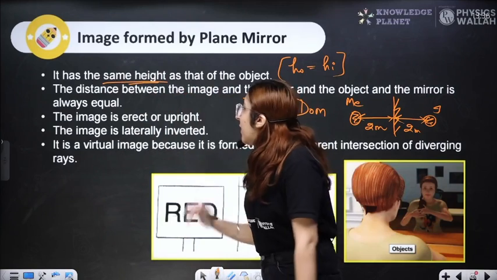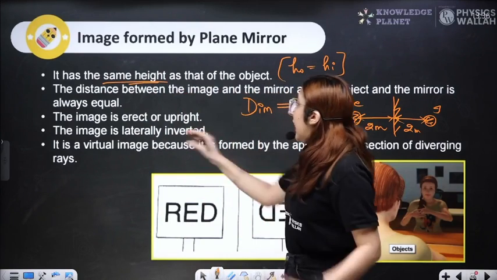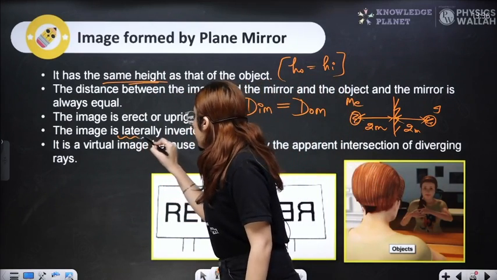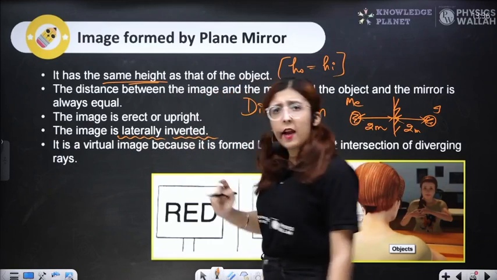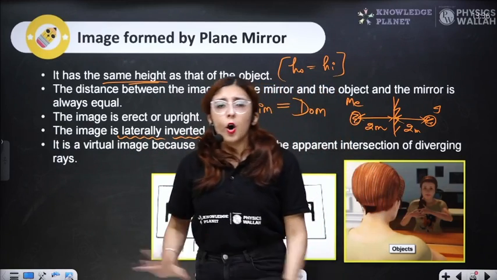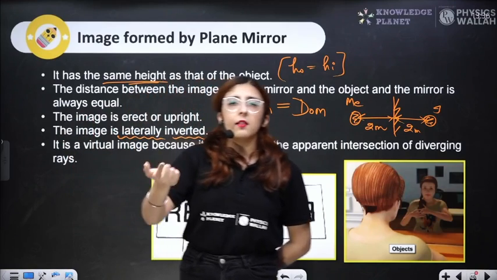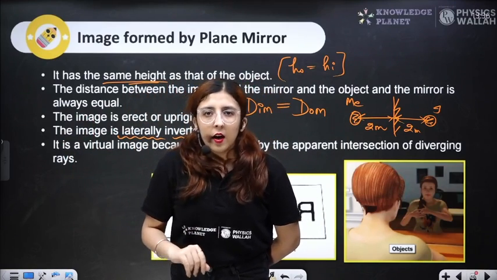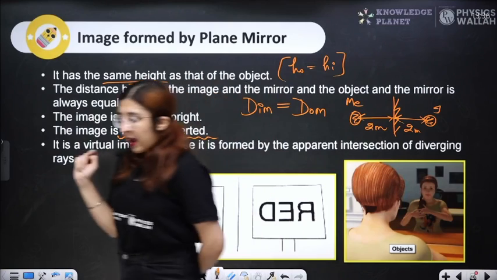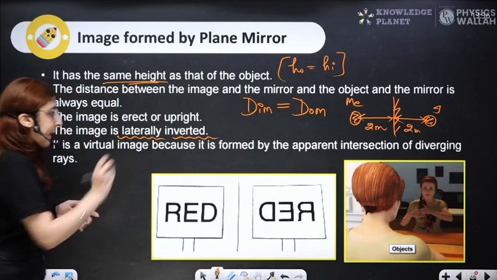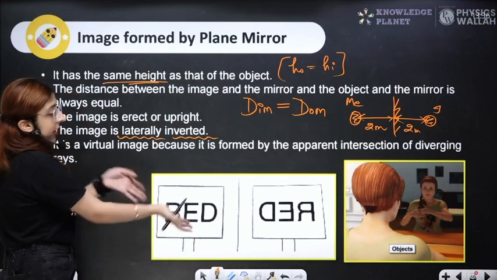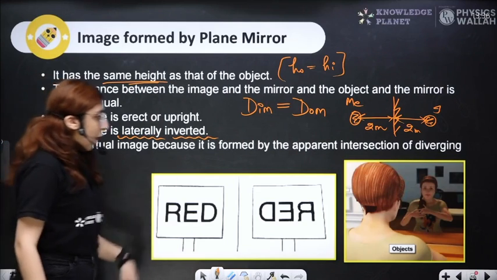Okay, the next one is image is laterally inverted. Now this term is very, very important. When I raise my right hand, my image raises its left hand. Similarly, if I write a word, let's say this term only, red, okay? Have a look.